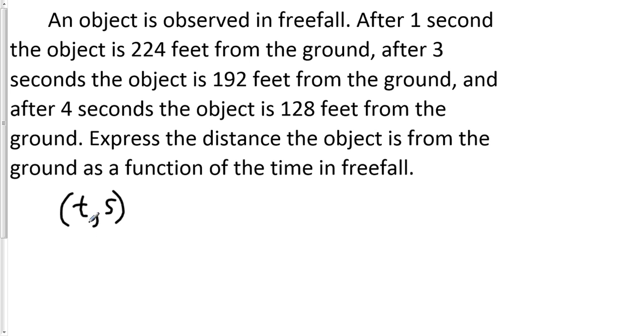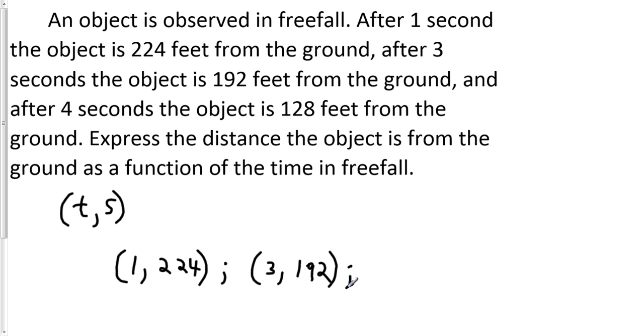So I'm putting time as my first coordinate and height above the ground as my second coordinate. I'm going to come up with three ordered pairs. The first one says after 1 second, so when time is equal to 1 second, this object is 224 feet from the ground. It also says that after 3 seconds, when time is equal to 3 seconds, the object is 192 feet from the ground. And it goes on to say that after 4 seconds, when time is equal to 4 seconds, the object is 128 feet from the ground.